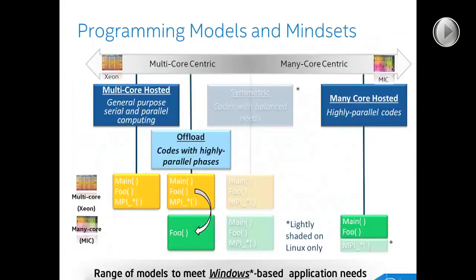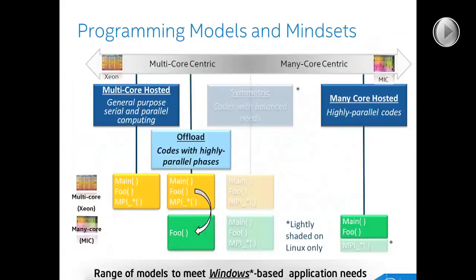Then moving further to the right on the range, there's another model known as symmetric. This is a model where you take the code's needs and you balance that across your multi-core processor as well as the many-core coprocessor. Now, this model is not available for Windows with the Xeon Phi coprocessor.